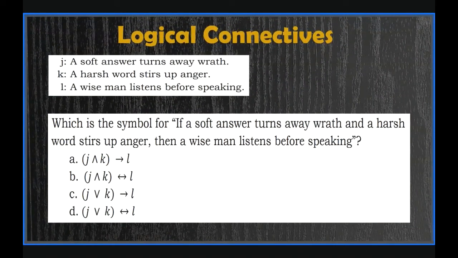So we have here 3 propositions. Okay? Propositions J, K, L. Right? So here, we're looking for the logic symbol for the proposition: If a soft answer turns away wrath and a harsh word stirs up anger, then a wise man listens before speaking. Okay? So, tingnan nyo yung major connector na ginamit dito.